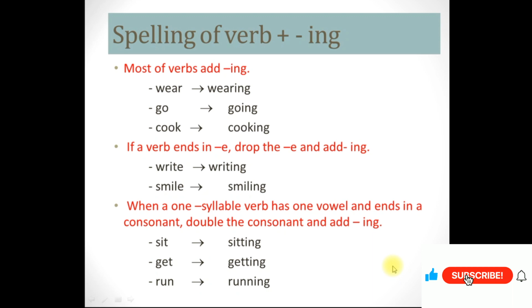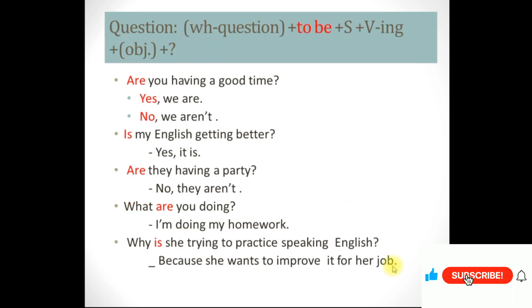Hey, anyone, have you got any question about the 3 forms of present continuous? Positive form, question form, negative form. If we don't have any questions, we just move on.